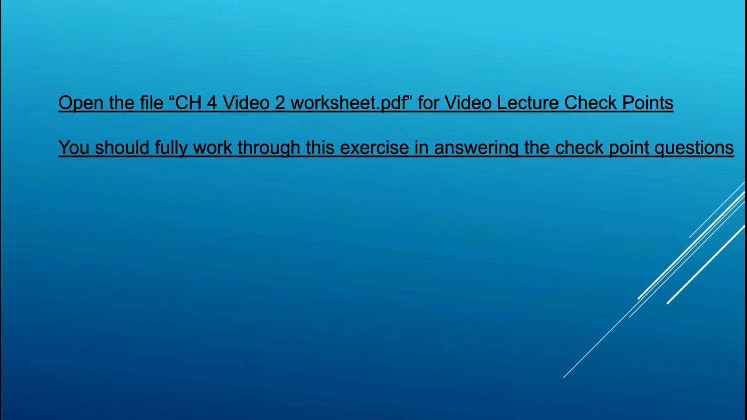There are a number of different tables to fill in and a number of different questions which walk you through the material that we're covering in this lecture. You should fully work through this exercise in answering all of the checkpoint questions. If you can successfully work through all of these exercises and get the right answers to the checkpoint questions, you can rest assured that you're following along with the material successfully.